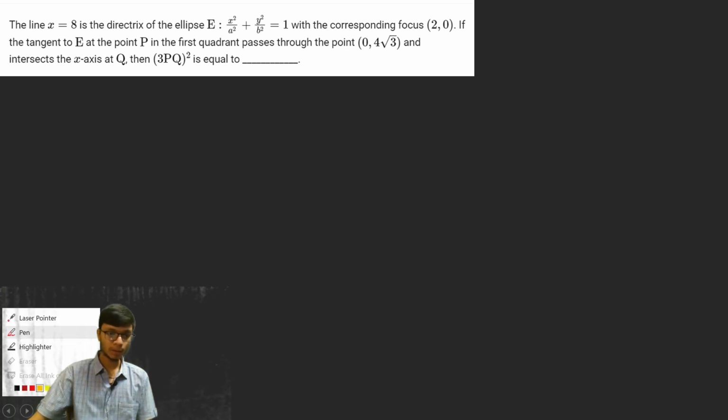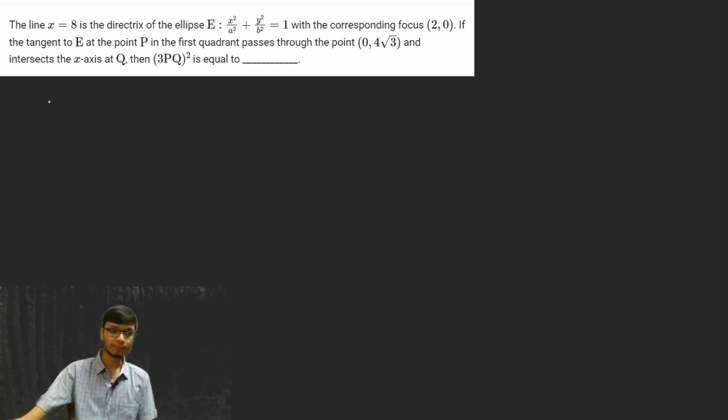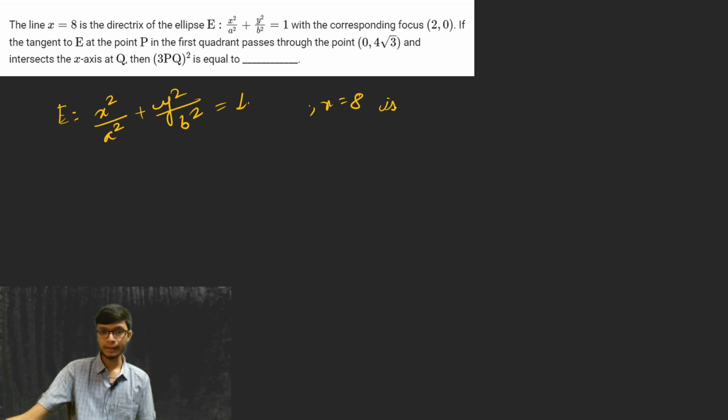All right. So this problem, I will take this orange color as well. So it is saying in the problem that there is an ellipse. The equation of the ellipse is given by E: x square by a square plus y square by b square is equal to 1, and it is saying that the line x is equal to 8 is the directrix of the ellipse. Okay, it is the directrix of the ellipse.